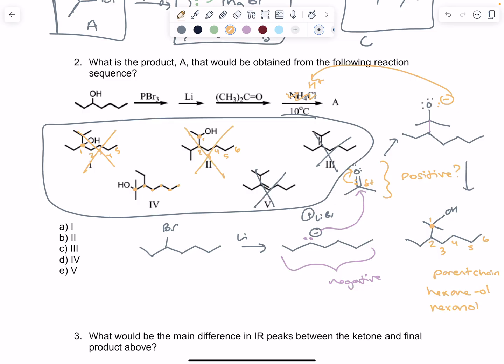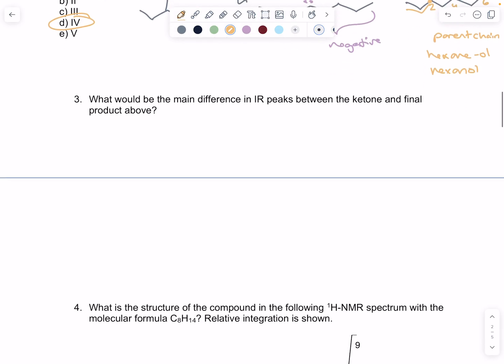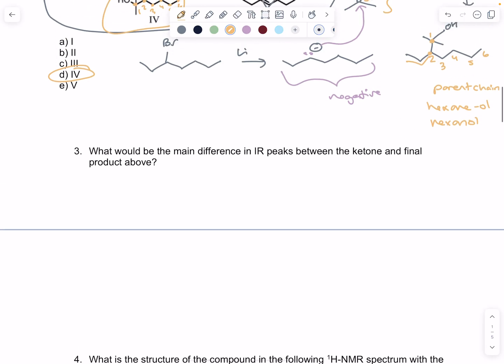But so let's look over here on carbon 1. We have an alcohol and 2 methyls. And then on carbon 2 here, we have this ethyl group. And on carbon 2, we have the ethyl group. So this is our right answer, answer choice D. So don't let yourself get freaked out if it doesn't look exactly the same. Sometimes it won't, and that's okay.